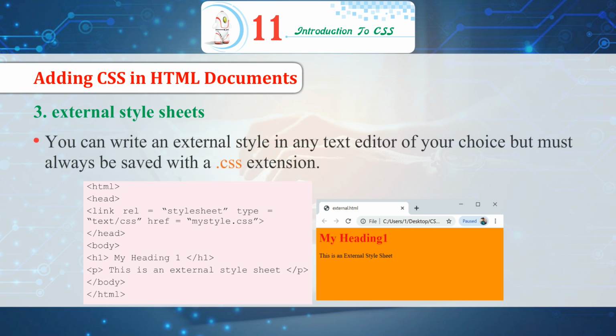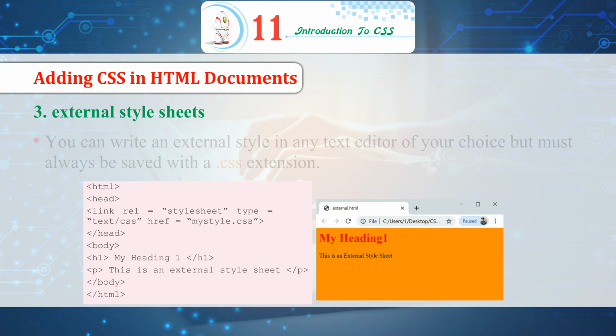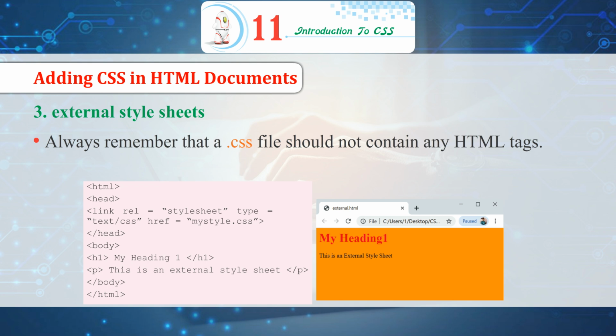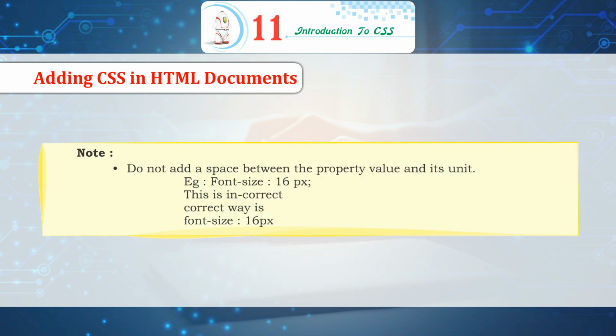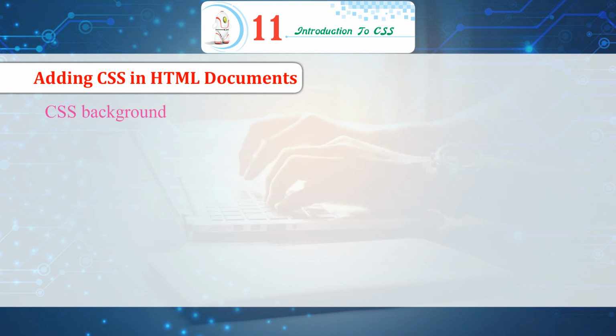Example. You can write an external style sheet in any text editor of your choice but it must always be saved with a .css extension. Always remember that a .css file should not contain any HTML tags. Now, let's create the mystyle.css file as follows. Note: do not add a space between the property value and its unit. Example, font-size: 16 px is incorrect. The correct way is font-size: 16px.